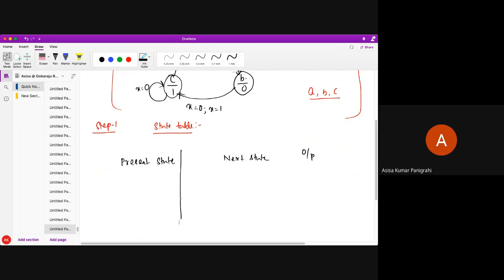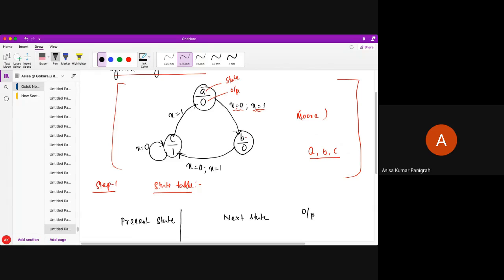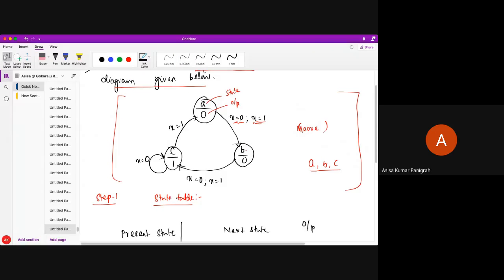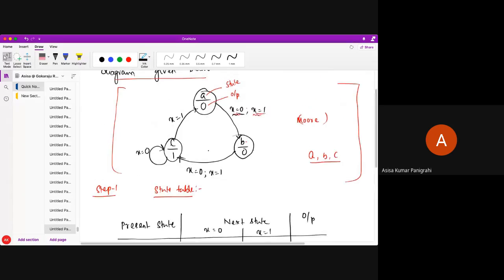In the present state, you can see what things will come up. Either you will be in this state, or in this state, or in this state. So obviously your present state will be 3: A, B, and C. Are you understanding? So what would be my next state? If for input 0, I am going from present state A to next state B. If my input is 1, I am going from present state A to next state B. So the next state would be obtained for input x equal 0 as one next state, and for input x equal to 1 as another next state. So for both the cases I would have different next states. If input is 0, I would be going from present state A to B. For input 1, I would be going from present state A to B.